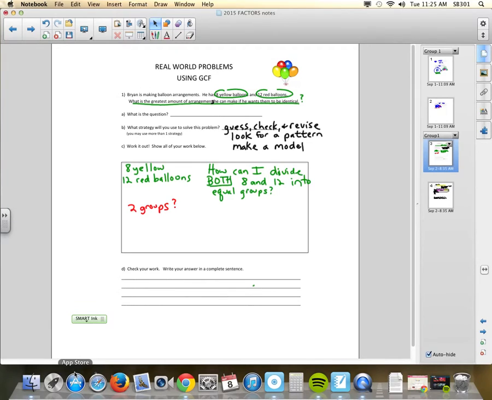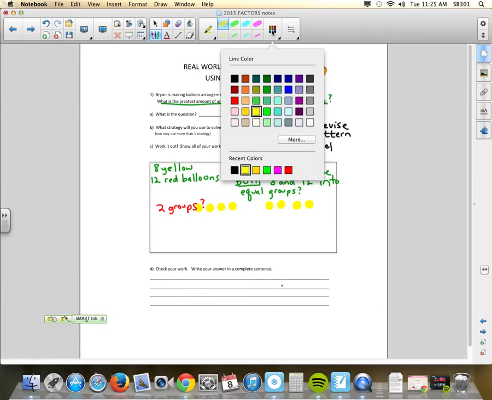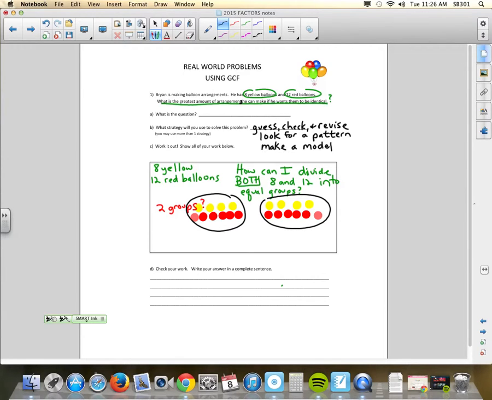I'll show you a picture here. Here's using my model. If I have 8 yellow balloons, I'm going to split those into 2 groups. So that means there's 4 in each group. So 1, 2, 3, 4 yellow. 1, 2, 3, 4 yellow. That gives me my 8 balloons in all. And then my 12 red balloons I'm going to split up into 2 groups. So 12 split into 2 groups means there's going to be 6 balloons in each group. So 1, 2, 3, 4, 5, 6. 1, 2, 3, 4, 5, 6. As I can see, here's 1 group, 2 groups. So Brian can make 2 arrangements, and in each of those arrangements he would have 4 yellow and 6 red balloons.